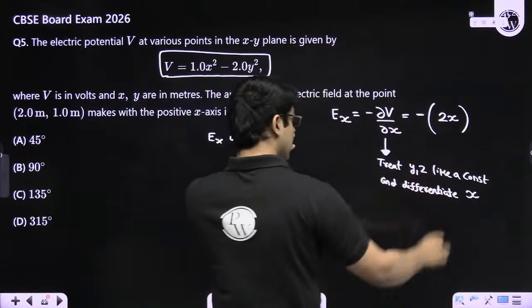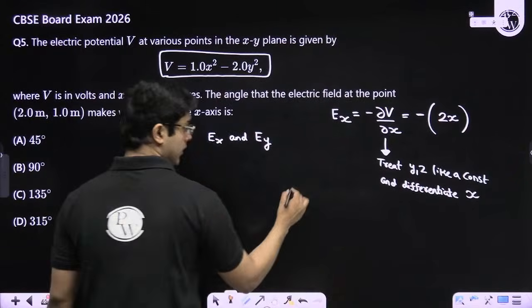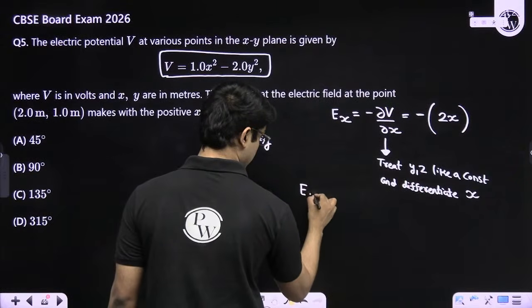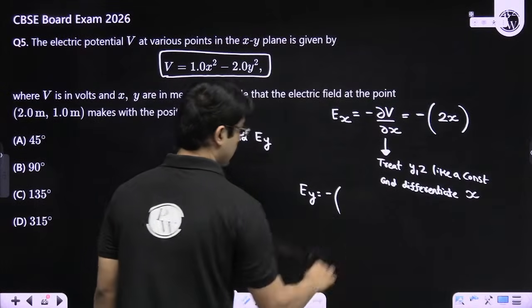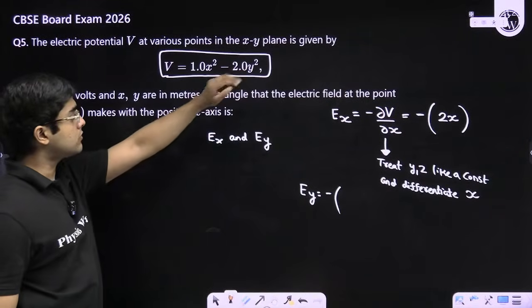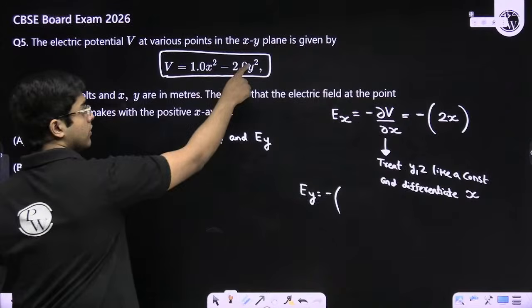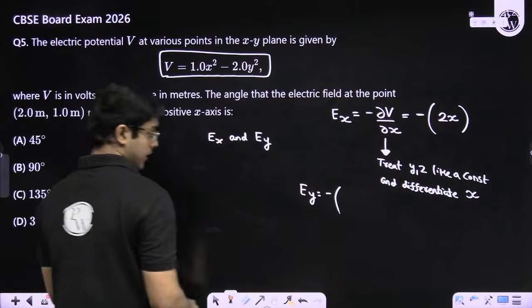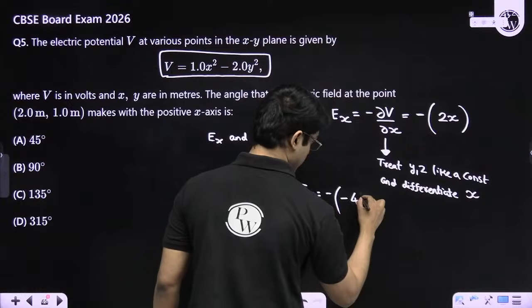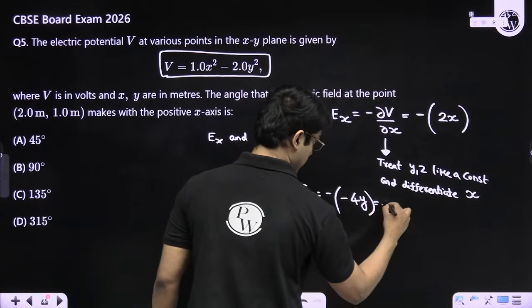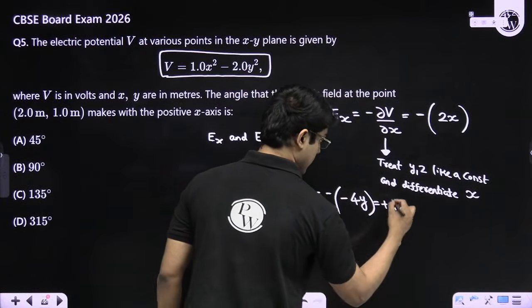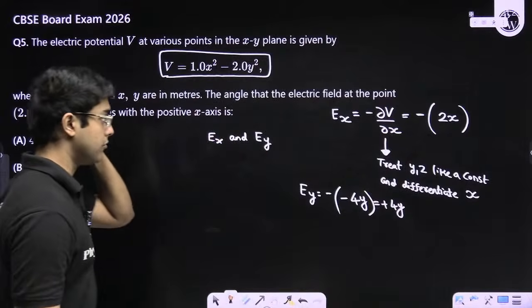Okay, so this is the electric field in the x direction. Similarly, for the electric field in the y direction, we put a negative sign and partially differentiate this 2y square. So that will be minus 4y, right? This will be minus 4y, which is actually plus 4y. This is the y direction electric field.